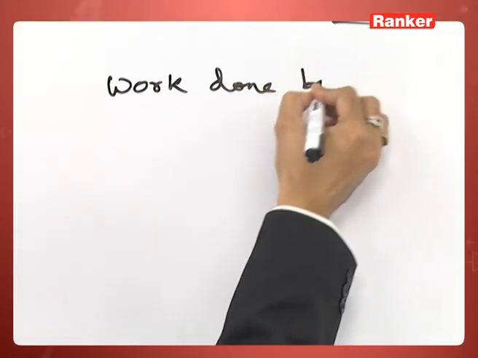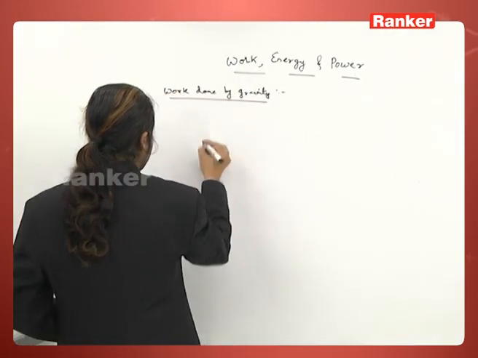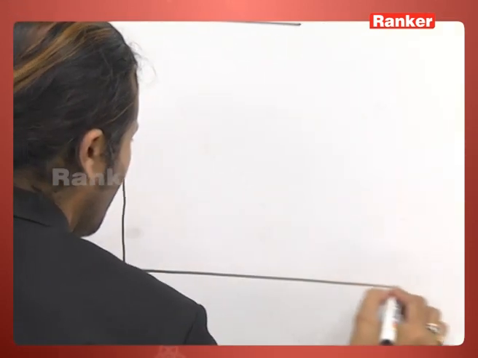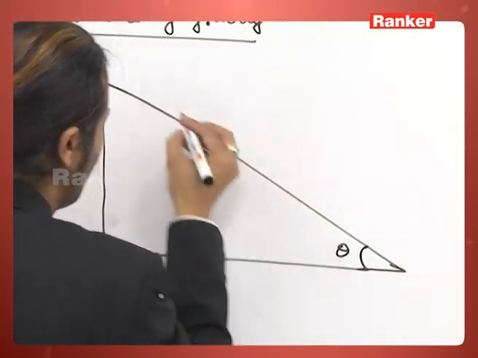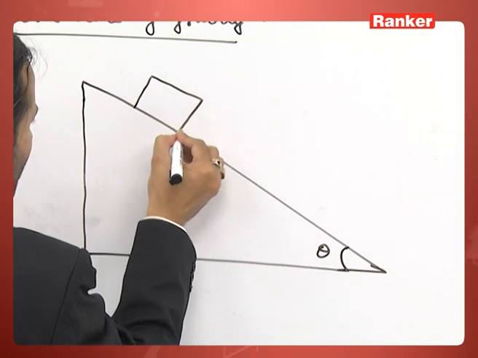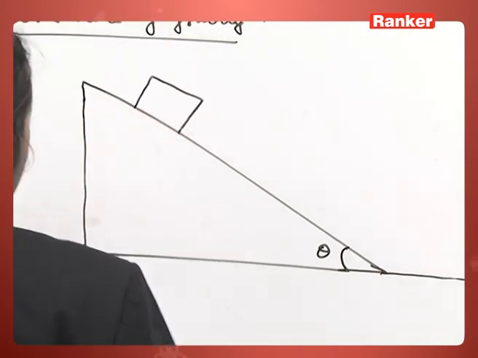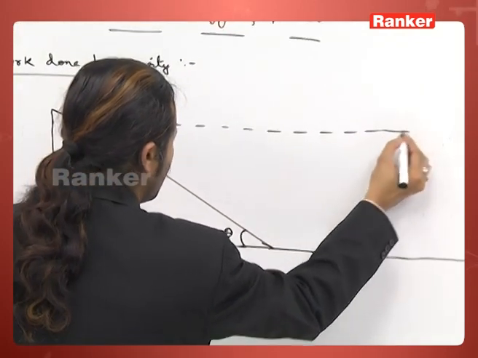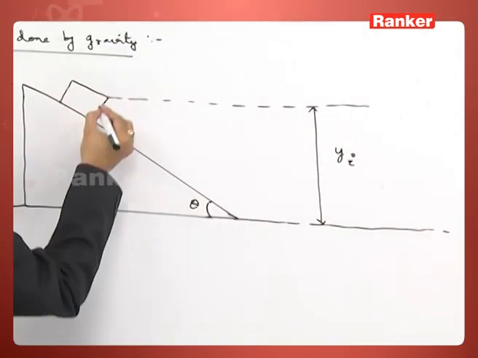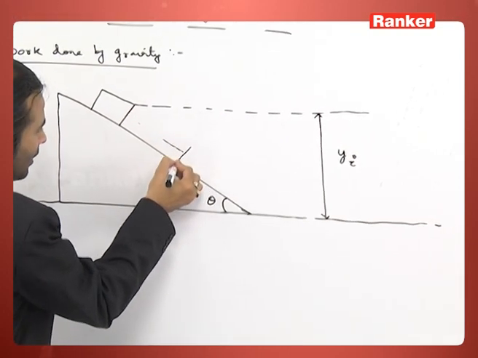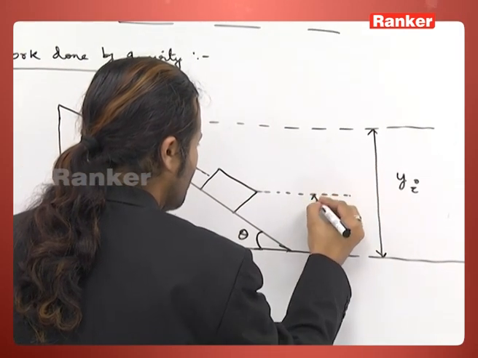Work done by gravity. Suppose I take an inclined plane. The box was here somewhere initially. I take this as the ground, the reference line, and let the initial height be yi, and let the block slide and come over here, and let this be yf.